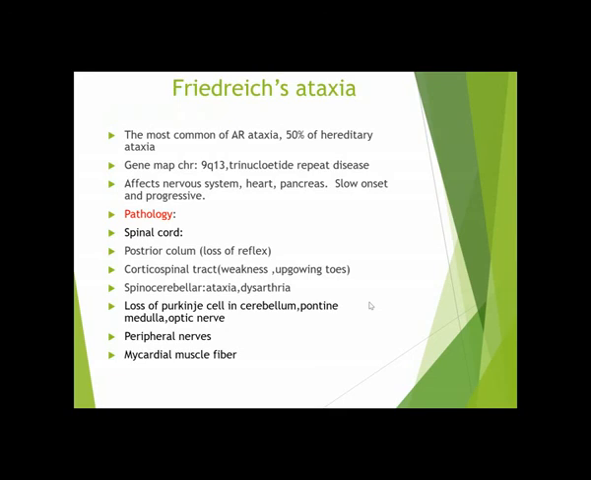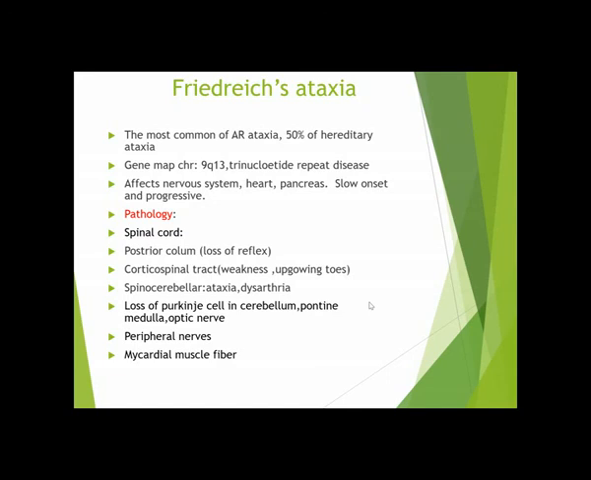The pathology involves the spinal cord, posterior columns, which is causing loss of proprioception and loss of reflexes, and the corticospinal tract, and with advanced disease, patients can develop motor weakness, and they can also develop pyramidal signs, that is positive Babinski sign or extensor plantars. It can involve spinocerebellar tracts, which causes ataxia and dysarthria. It can cause loss of Purkinje cells in the cerebellum, pontine medulla and optic nerves, so optic atrophy can be present, and peripheral nerves can be involved, loss of reflexes can be there. Myocardial muscle fibers, they can develop cardiomyopathy, and 10% of these patients develop diabetes also because of involvement of the pancreas.